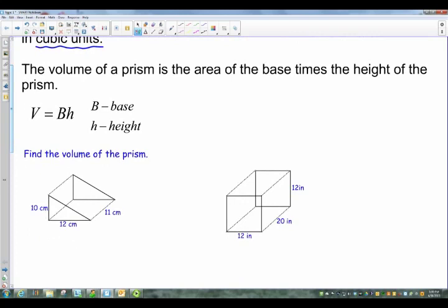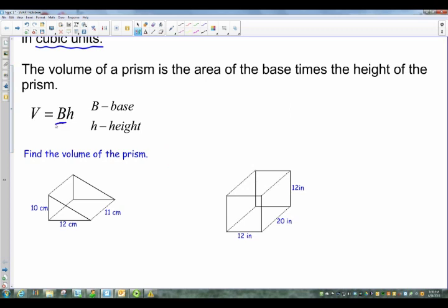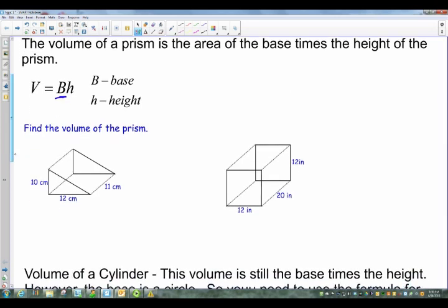Now what you have to understand is the base is something you have all seen before. If we're talking about a rectangle, that area is length times width. If we're talking about a triangle, the area is 1/2 base times height. So you have to basically take that into account first and then use that as your big B here and solve that out. So we've got volume equals base times height.